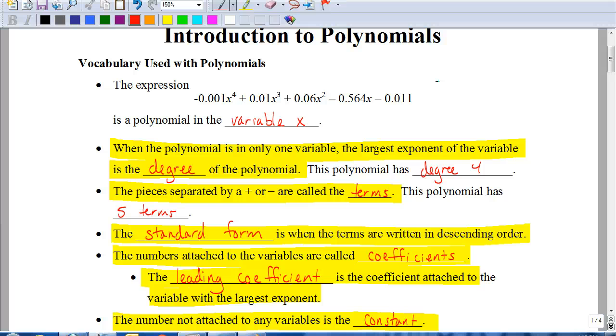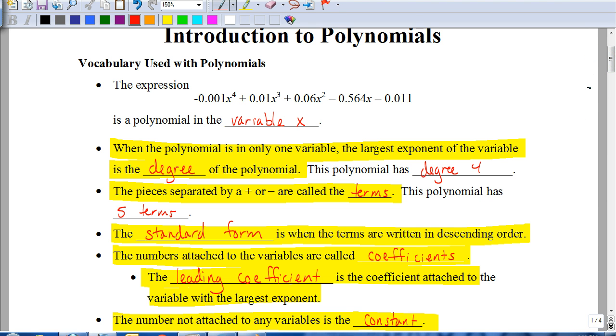Now it's important to understand that the standard form is when the terms are written in what we call descending order. So notice how my first term here has a degree of 4. Then it goes from 4 to 3 to 2 to 1 to no variable. That is standard form. So it's descending from the largest, so the variable with the largest exponent, all the way down to, in this case, not even having a variable at all.